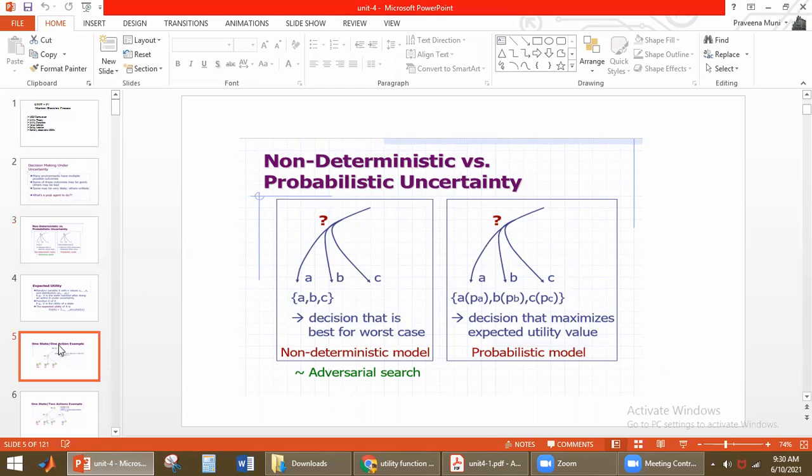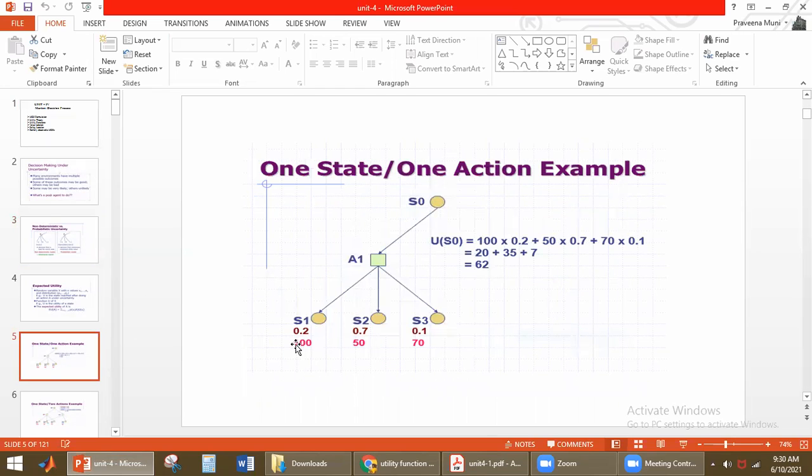And we have discussed that we are assigning some value to each and every state. If you see this example, the value 100 is assigned to S1, the value 50 is assigned to S2, and the value 70 is assigned to S3. For each and every state, some value is assigned, and these are called utilities. What are the utilities here? 100, 50, and 70 are the utilities.